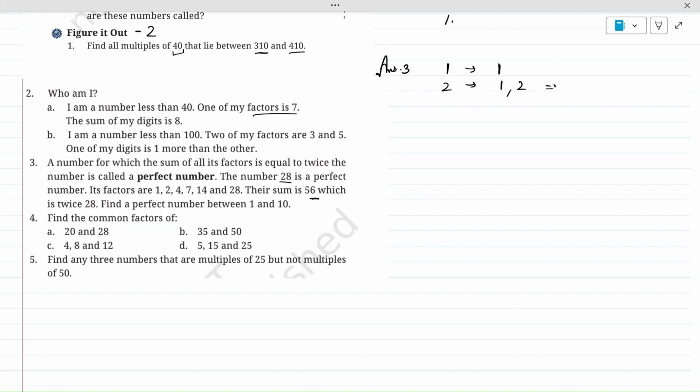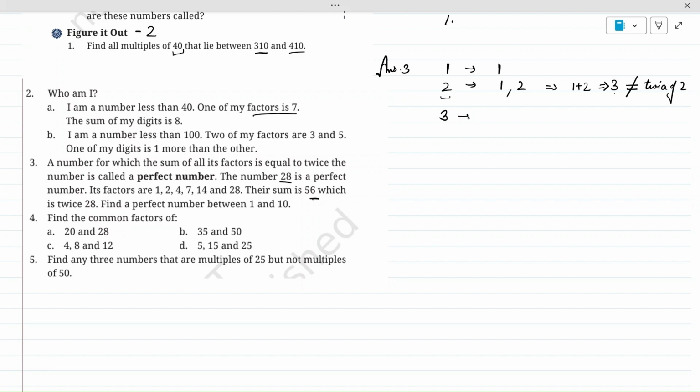And if I add these two factors, it will give me 3. This 3 is not equal to twice of 2. So this is false. 2 is not the perfect number.